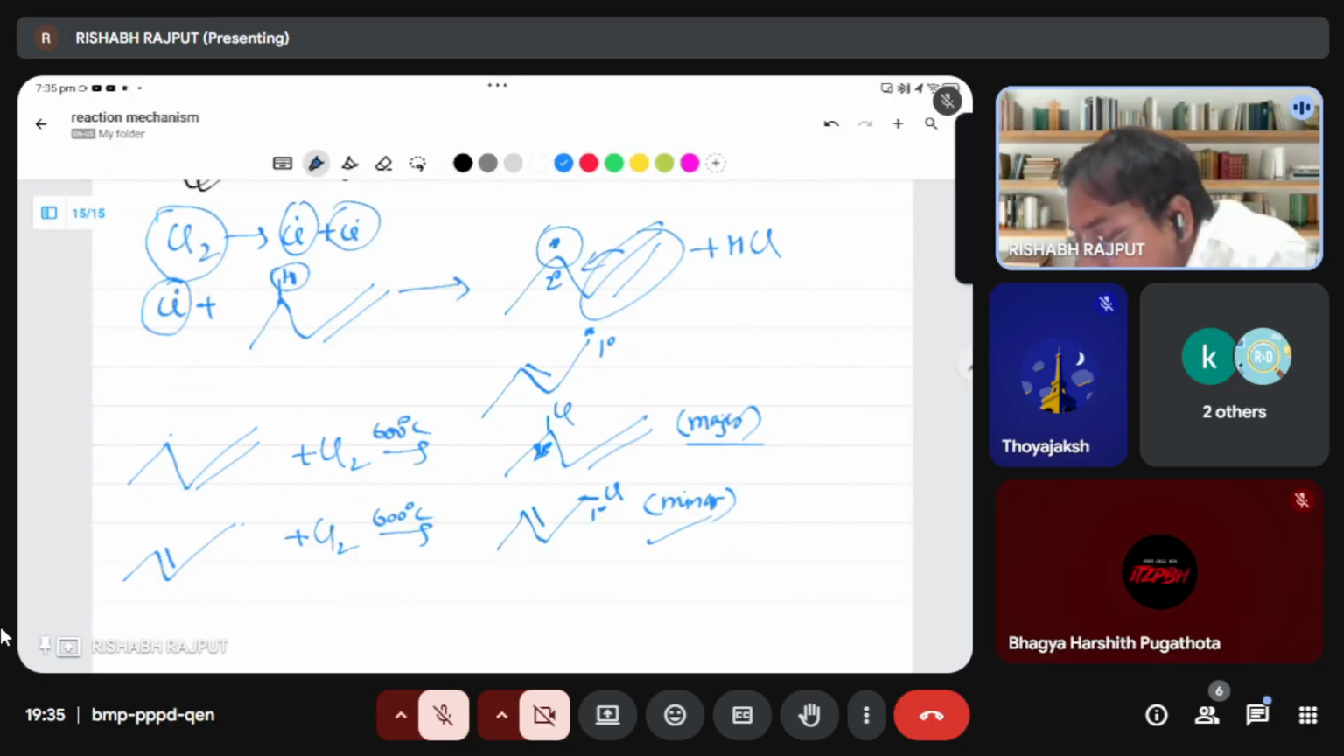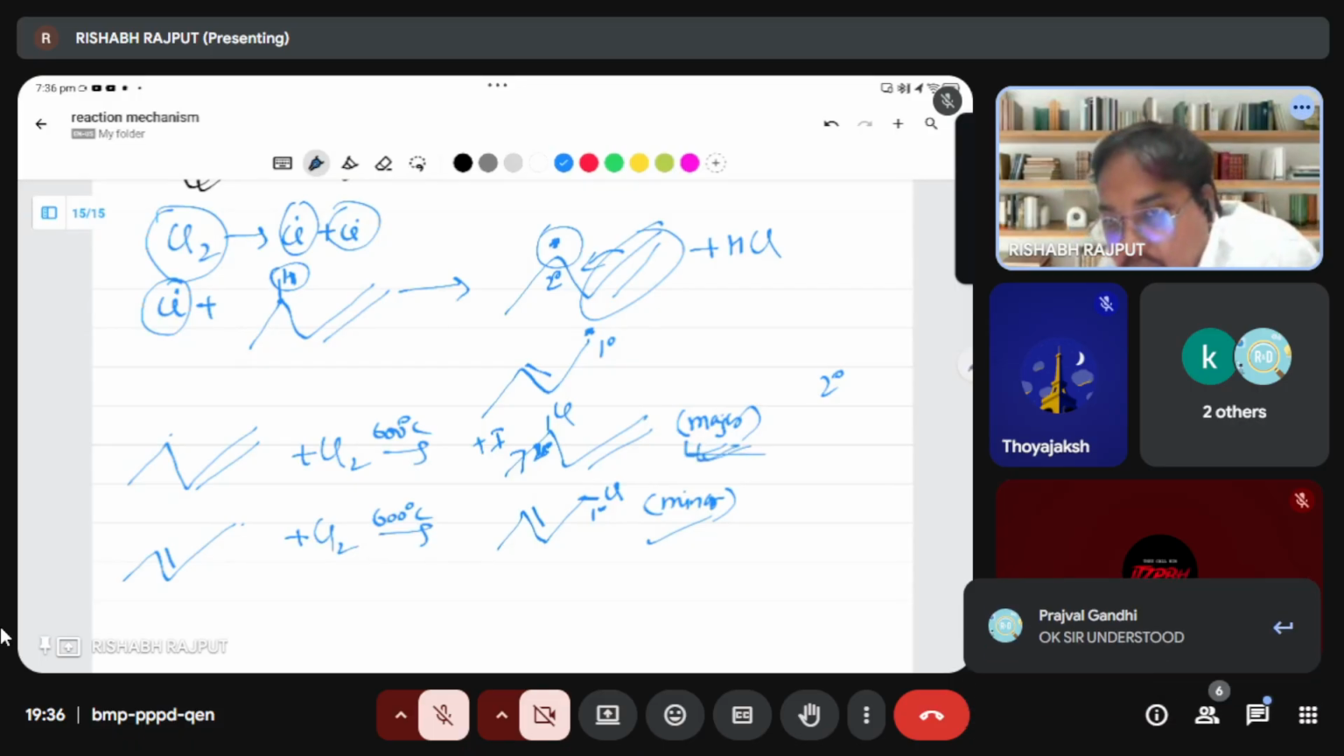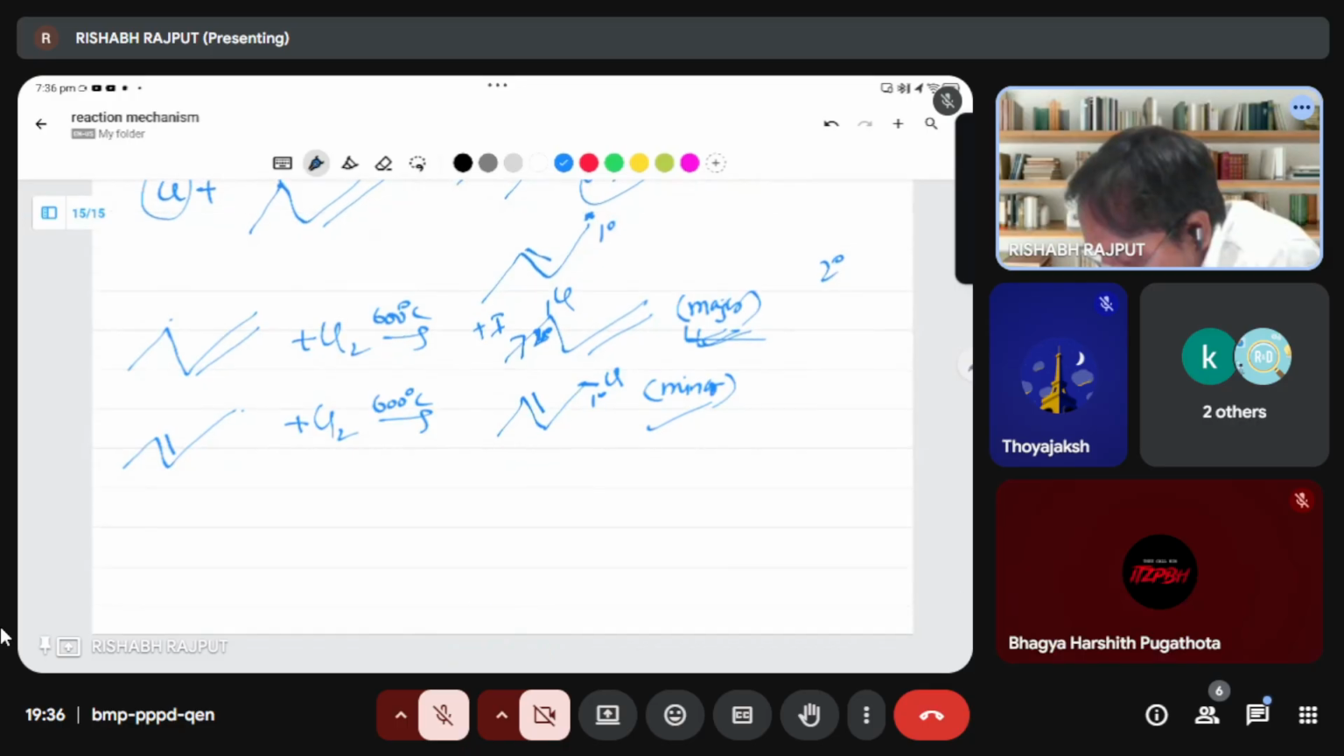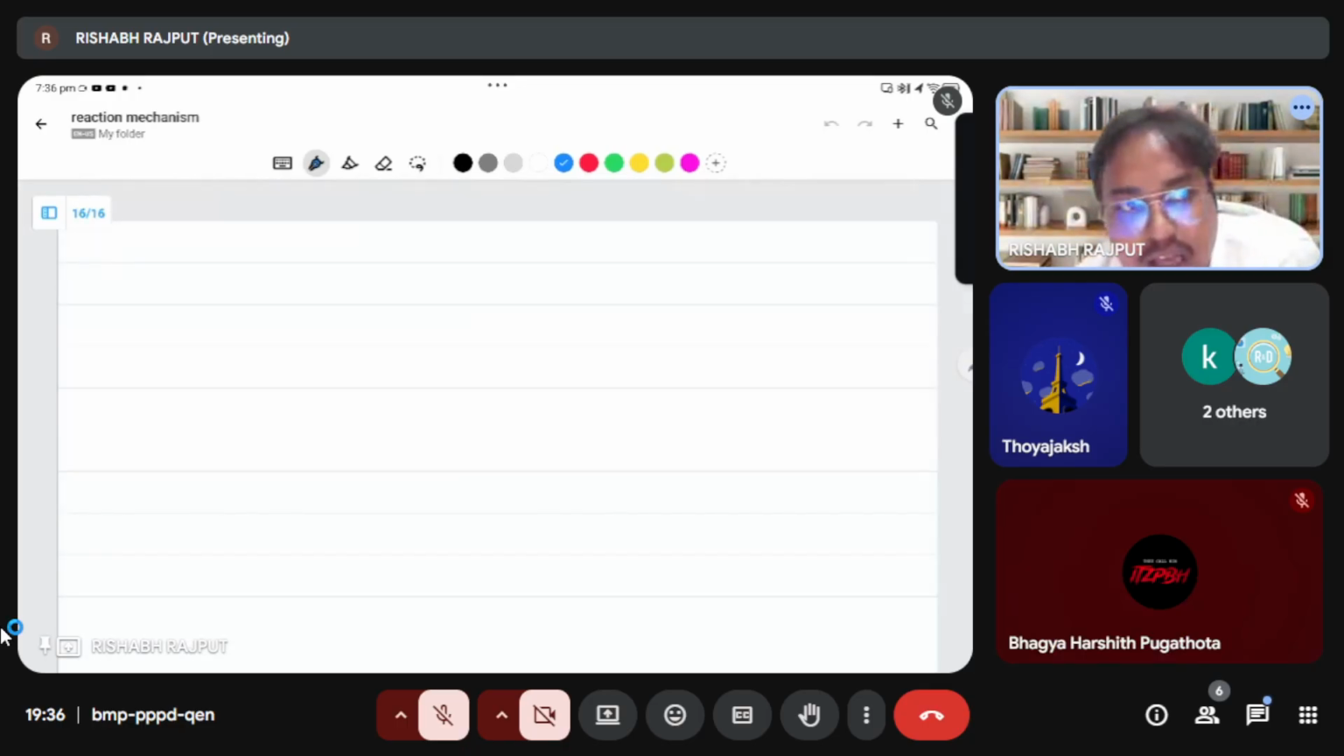But why is the 2 degree the major one? Because resonance is possible in both cases. And why is 2 degree stable? Because here you have an alkyl group, because of that you get the +I effect. See, resonance is already possible in both cases, but the 2 degree free radical is more stable. That is why it will form in major amount. Both will happen, but it's a major amount. Okay, I will go to the next.